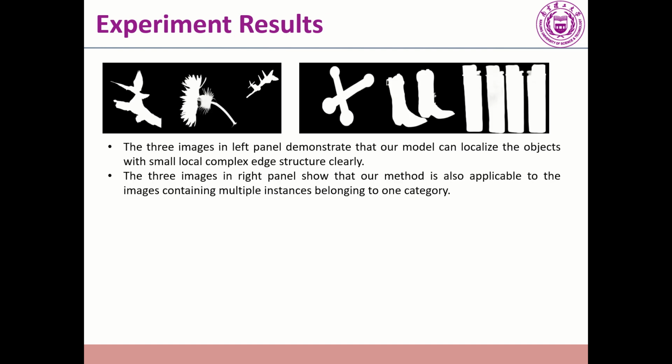The three images in the left panel demonstrate that our model can localize the objects with a small, local, complex edge structure clearly. The three images in the right panel show that our method is also applicable to the images containing multiple instances belonging to one category.